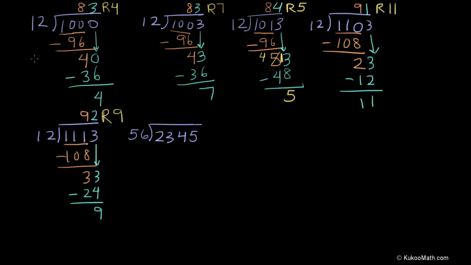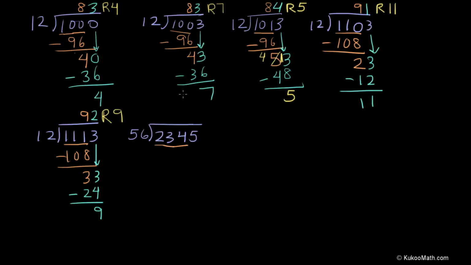Now, these are completely different numbers than the ones that we did before, so we're going to have to start from scratch. Can we put 56 into 2? No. 23? Still too low. So now we're looking at 234, which is a bigger number that we probably don't know off the top of our head, but we can do some estimation.